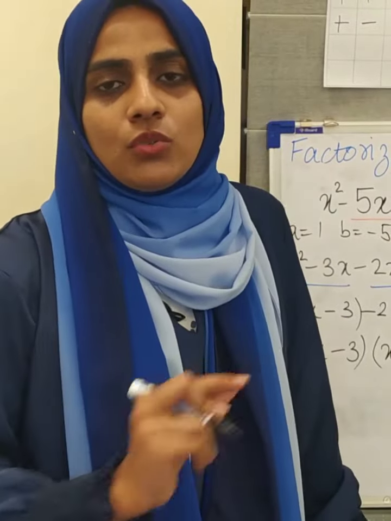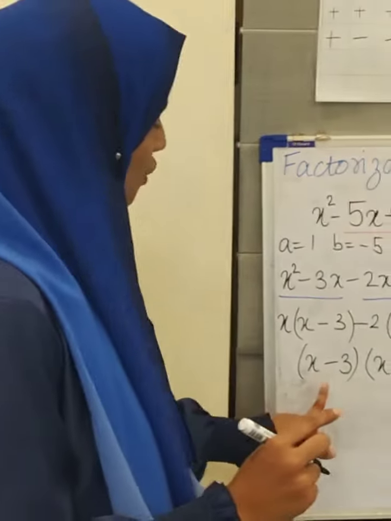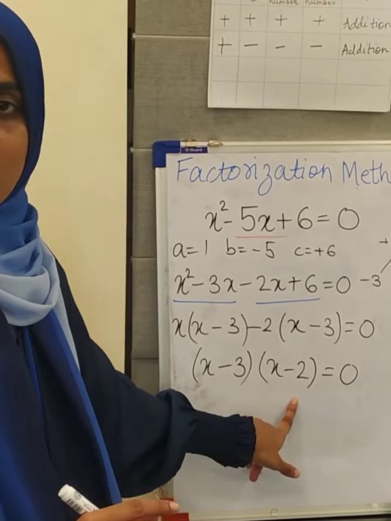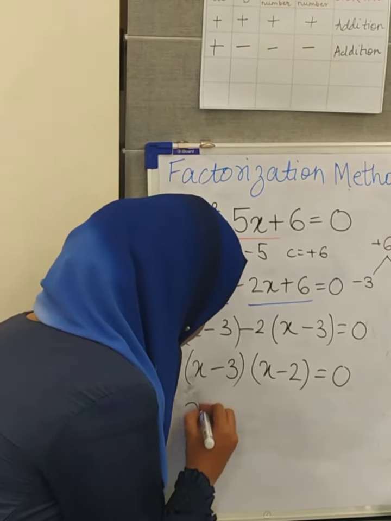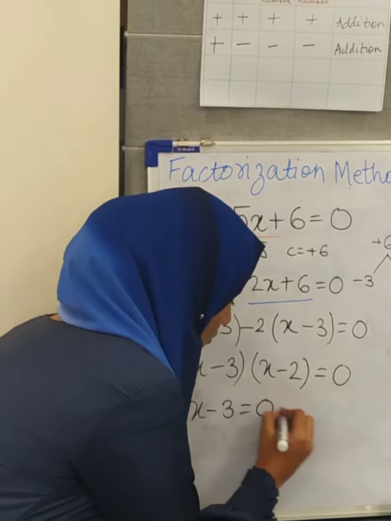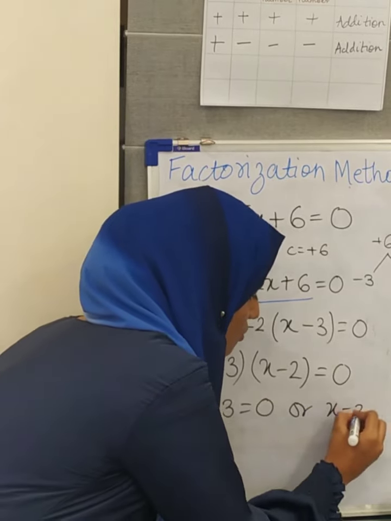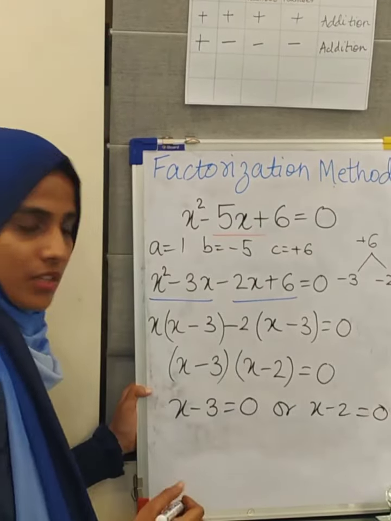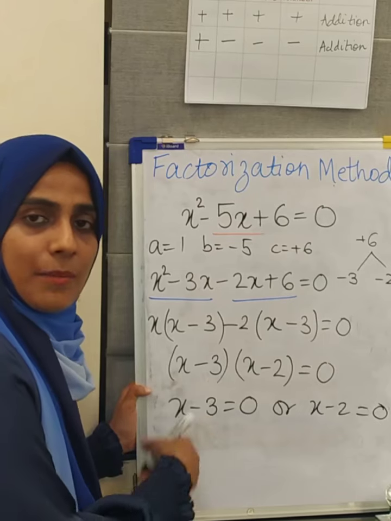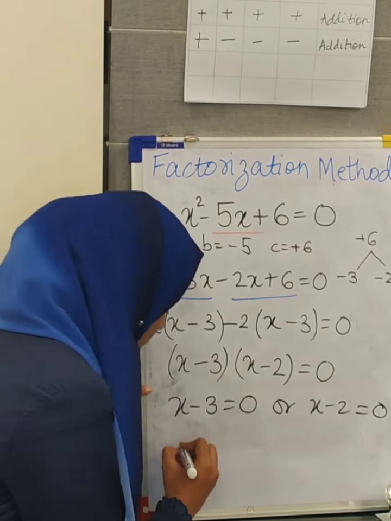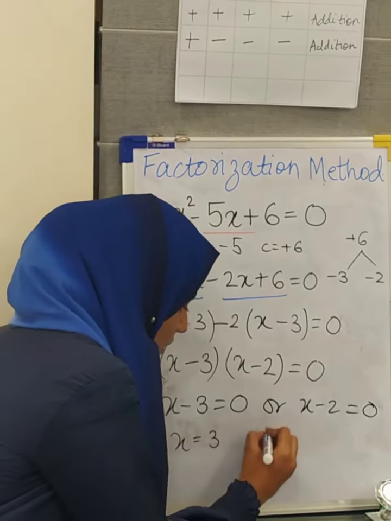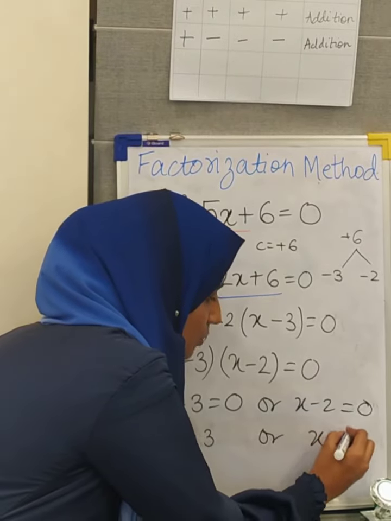If the product of two numbers is 0, either the first one is 0 or the second one is 0. So in this, either x minus 3 is equal to 0 or x minus 2 is equal to 0. If x minus 3 is 0, minus 3 will be transposed and it will become x is equal to 3, or x is equal to 2.